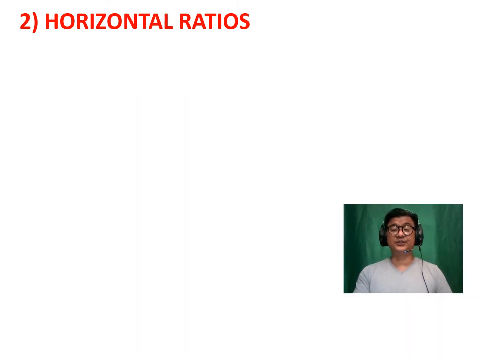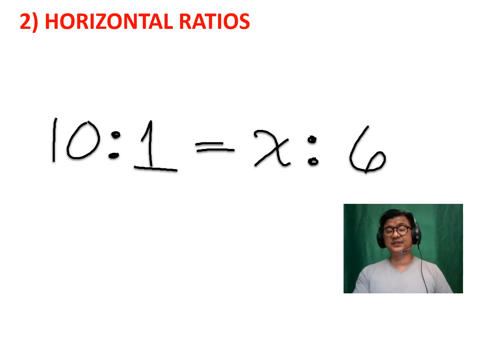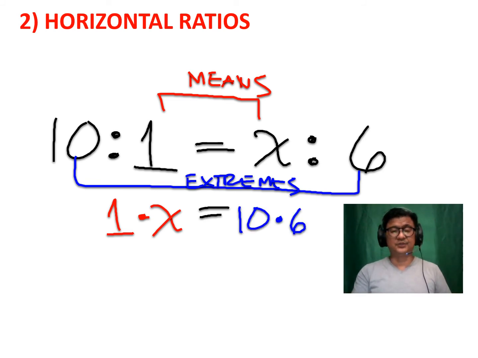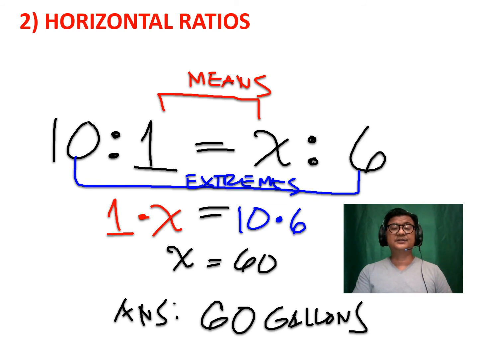Next, horizontal ratios. Remember, a column followed by another column. So 10 is to 1. We know that is equal to x is to 6. Remember, this is gallons to minutes. So how do we solve that? We talk about the means, and we talk about the extremes. Multiply the means. Remember, product means to multiply. The product of the means, 1 times x, is equal to the product of the extremes, the one on the left and right, so 10 times 6. Solve that, and you get x is equal to 60, therefore 60 gallons.